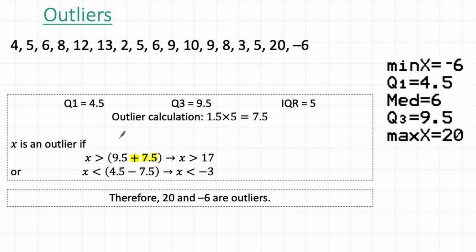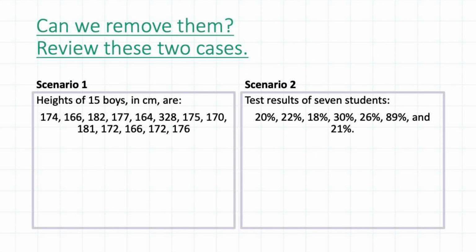Always make sure that you do it correctly. So it's Q3 plus the value that you get, and it's Q1 minus the value that you get, even if this value is going to end up being negative. So Q3 added to that value will give you 17, and Q1 minus that value will give you -3. So anything above 17 is an outlier, below -3 is an outlier, and as we can see, it's obvious that 20 and -6 are outliers. But when do we remove them? We've talked about it a bit, but let's look at examples to make it clear.